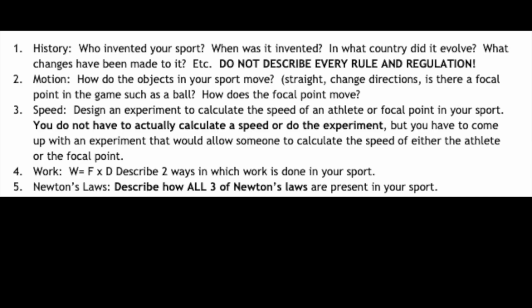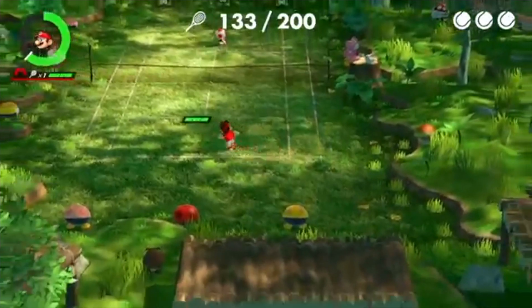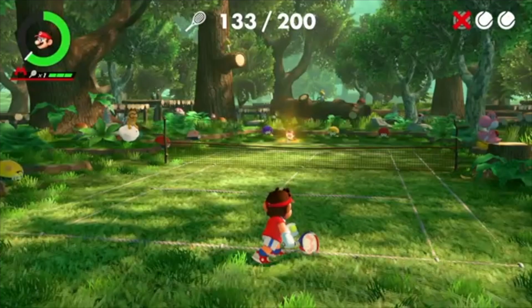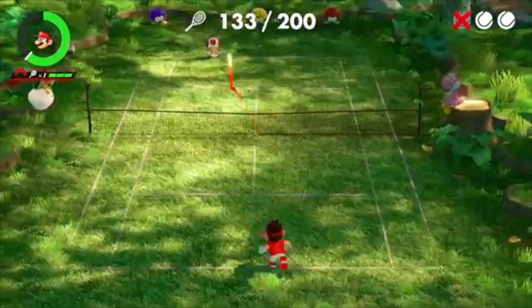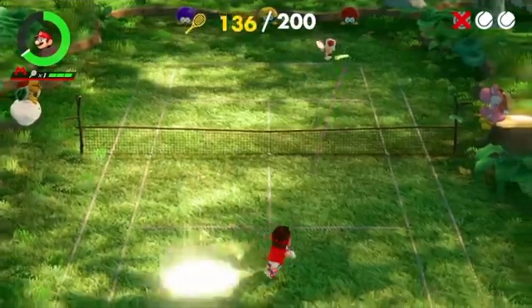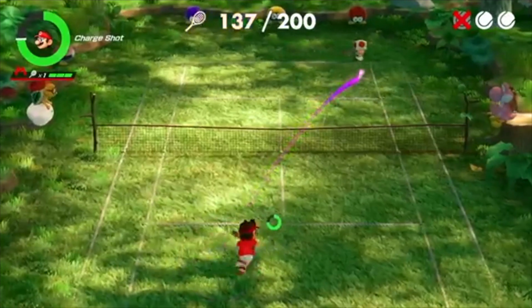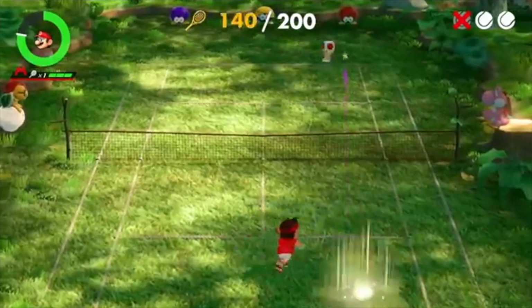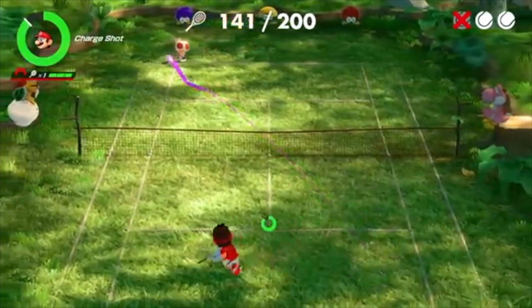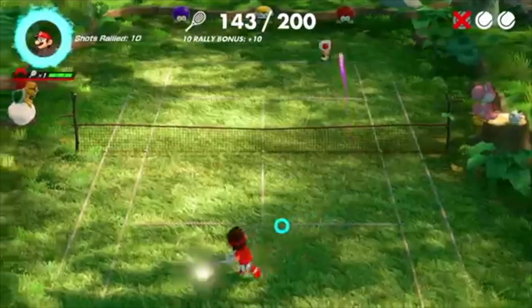Describe all 3 of Newton's laws in tennis. Well, Newton's first law states that an object at rest stays at rest, and vice versa, and it will continue to do so until a force acts upon it. Well, when you hit the ball, it should continue to fly forever, but gravity acts upon it, bringing it down.